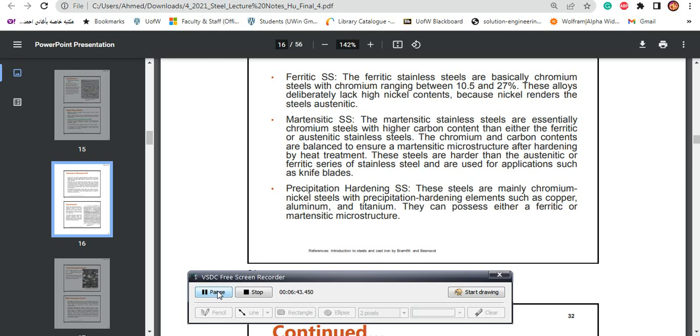Ferritic stainless steels have 10.5% to 27% chromium, and they lack high nickel content. Precipitation hardening stainless steels have nickel and chromium. Precipitation hardened stainless steels are chromium, nickel, and they can either be ferritic or martensitic.